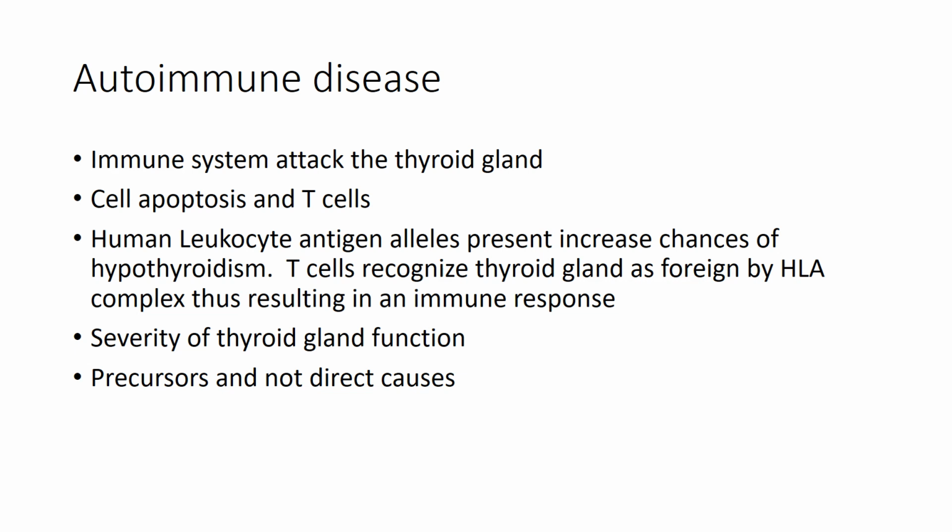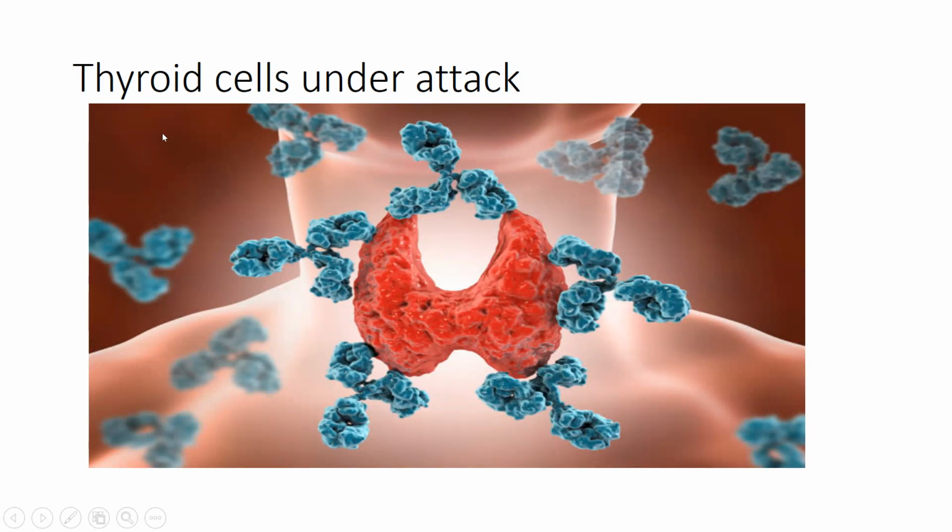These functions affect the severity of the thyroid gland function, but do not cause Hashimoto's disease, as that gene has not been mapped yet and there is still more research to be done. They're precursors and they are not direct causes, just like the susceptibility genes. This is a photo of thyroid cells under attack. There would be white blood cells that attack the thyroid.